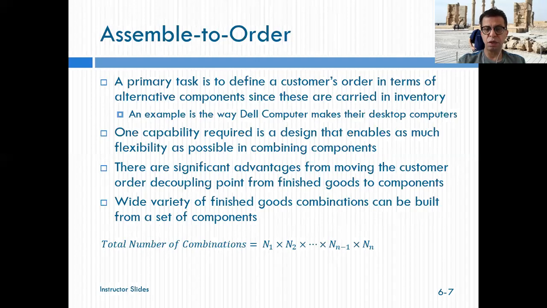Usually, like with a Dell computer, you wait for the order, because the customer looks for a certain specification, like the RAM, the size of the PC, the speed, or the screen. These are all different components that you put together. So you assemble to order, and the more components, the higher the total number of combinations and different types of Dell PC you prepare.